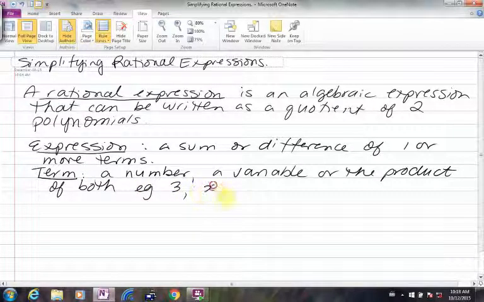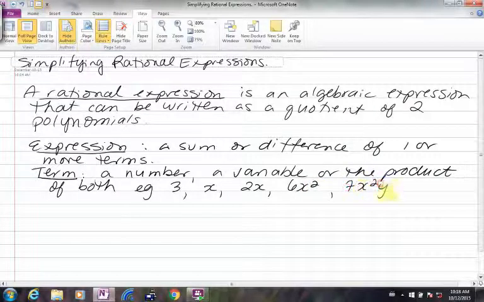You could have a variable x by itself. You could have 2x. You could have 6x squared. You could have 7x squared y cubed z to the 4th. Right? You can put as much of it together as you like. As long as they're all being multiplied together, that is one term. Okay? So an expression is a sum or difference of one or more terms. So an expression could be just a single term, or it could be 2 terms added together, or 5 terms added and subtracted. It can be as long or as complicated as it gets.